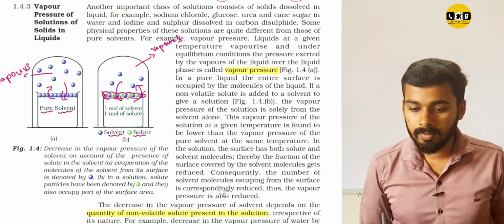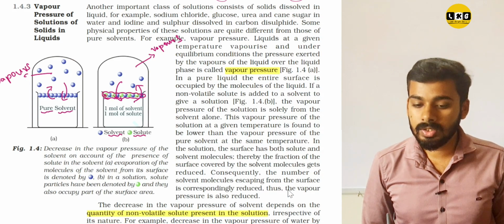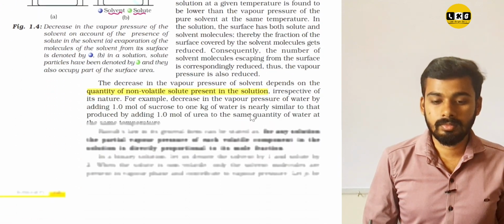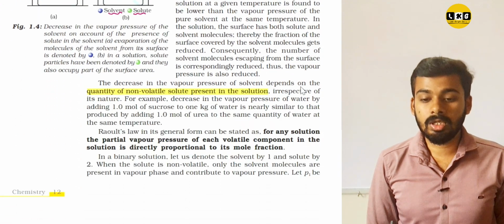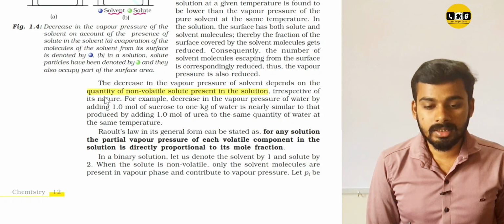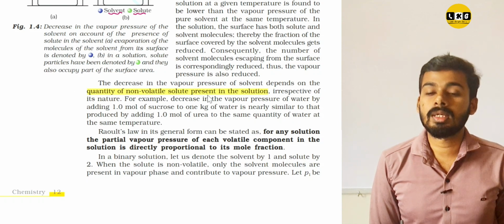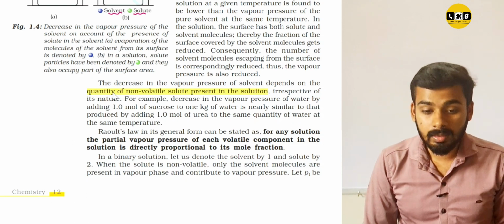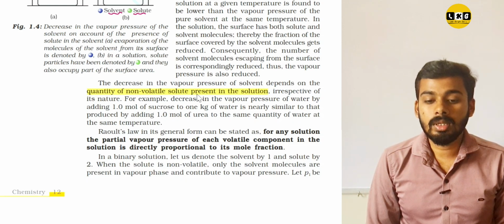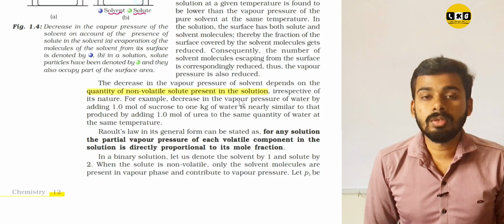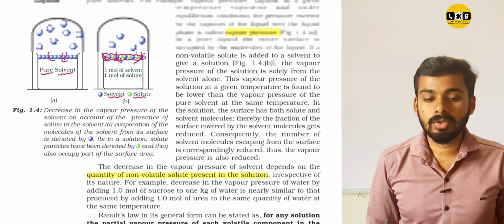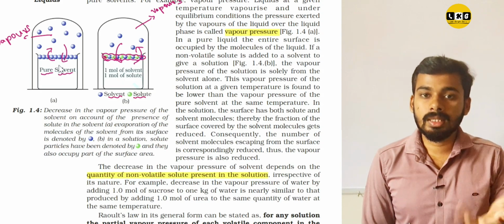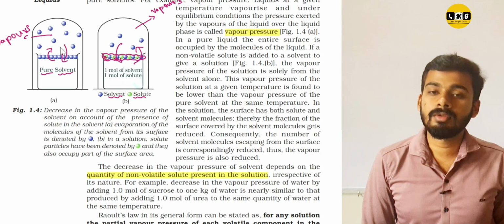The same thing is given. The number of solvent molecules escaping from the surface is correspondingly reduced, thus vapor pressure is also reduced. The decrease in the vapor pressure of the solvent depends upon the quantity of the non-volatile solute present in the solution. I have highlighted this: the quantity of the non-volatile solute present in the solution. If you add more and more solute, here you can easily differentiate. When solute is less or there is no solute, only pure solvent is there, therefore vapor pressure is more.